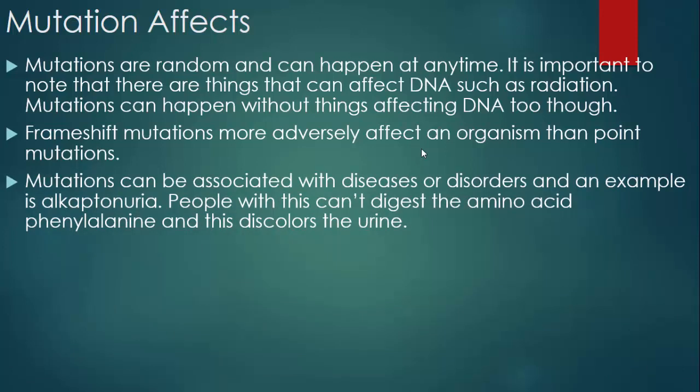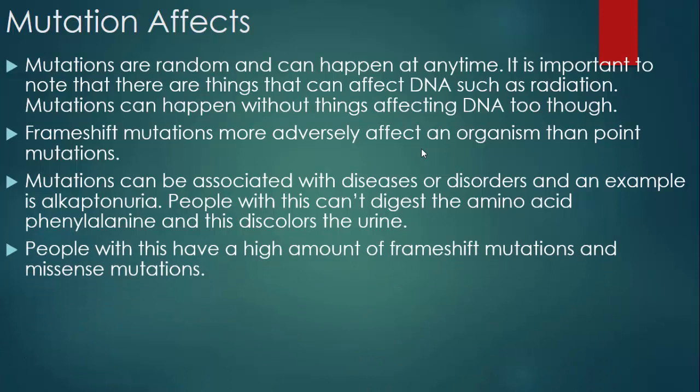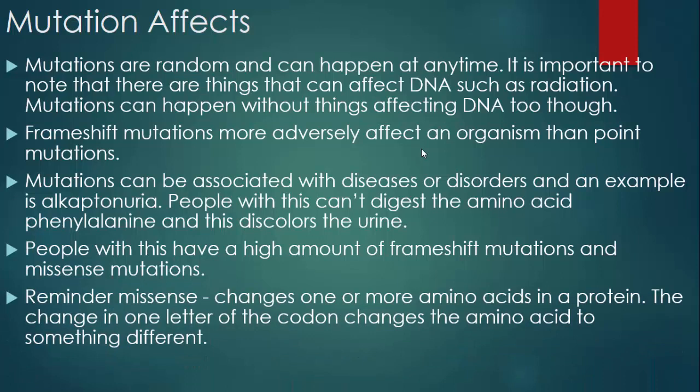Now, mutations can be associated with diseases or disorders. An example is alkaptonuria. Now, people with this can't digest the amino acid phenylalanine, and this discolors the urine. People with this have a high amount of frameshift mutations and missense mutations as well. Now, remind yourself about missense. It changes one or more amino acids in a protein. The change in one letter of the codon changes the amino acid to something different. And when you start changing amino acids, you're going to wind up with a different protein.